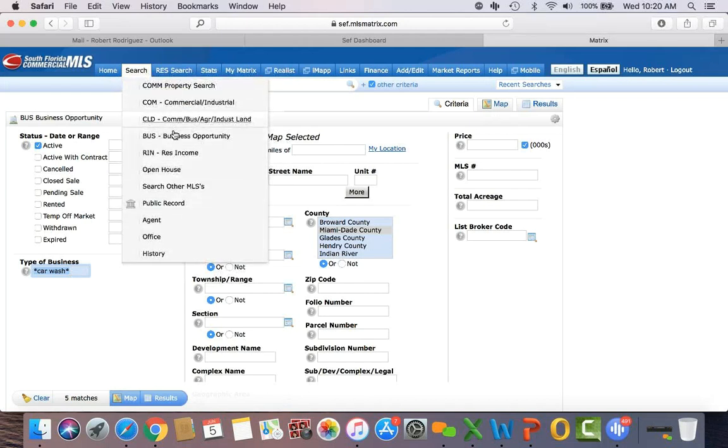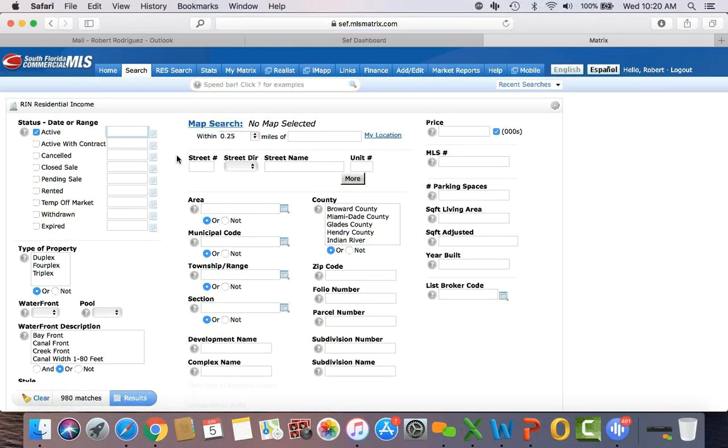Now, under the residential income, which is often used by people looking for a duplex or a triplex or a fourplex. It's not really considered a commercial property. However, this is where you'll find duplex and a triplex and a fourplex or quadplex. So remember residential income for duplex, triplex, or fourplexes.